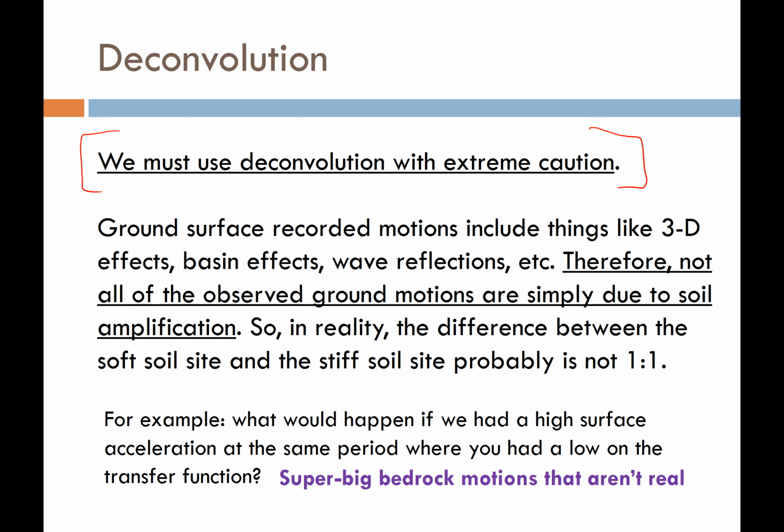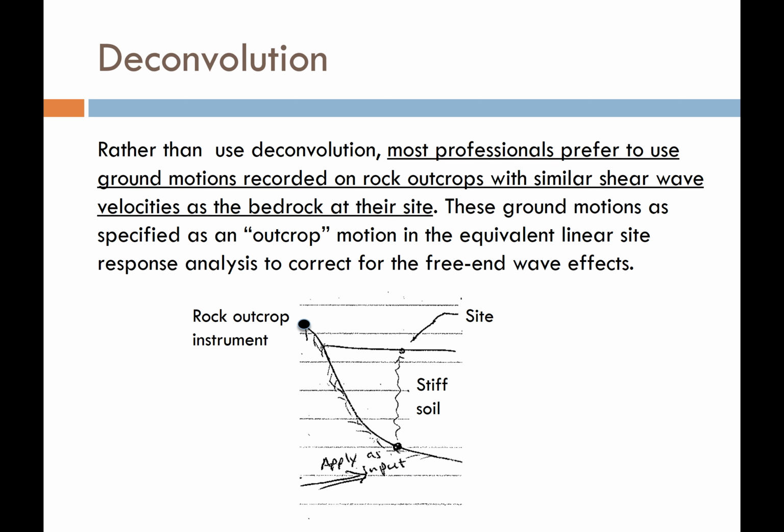And then the danger would be, what if we take that motion and just blindly plug it in as an input motion in another site response analysis and run that motion up through the soil? We could be predicting crazy ground motions that aren't realistic whatsoever. So I'm really not a big fan of deconvolution. I say don't even use it, don't even bother with it. So what do I do?